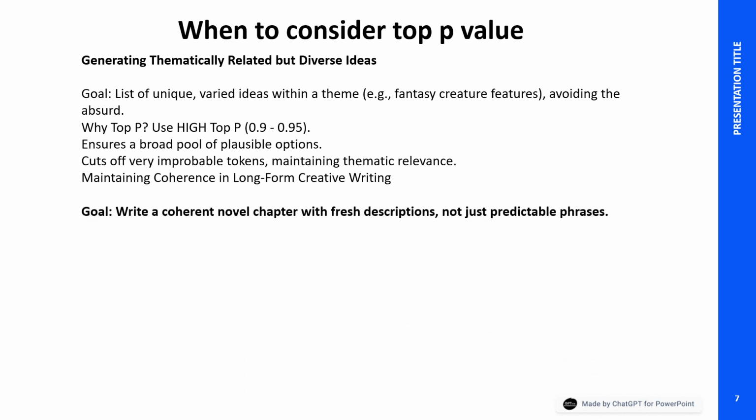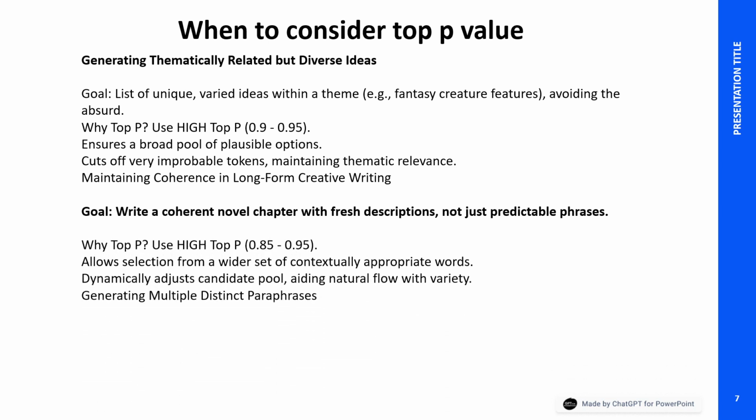Now come to the second option. The goal is to write a coherent novel chapter with fresh descriptions, not just predictable phrases. Then in that case, you can use 0.85 to 0.95. Just an example.